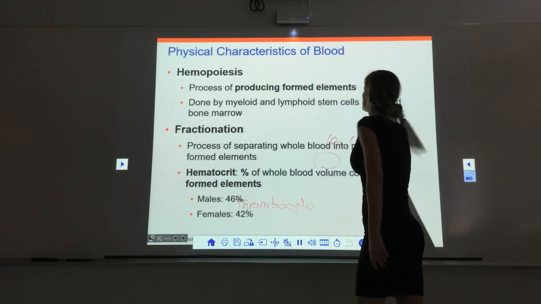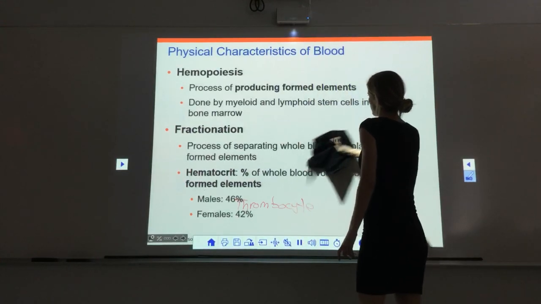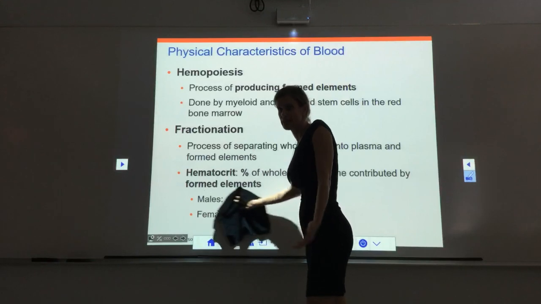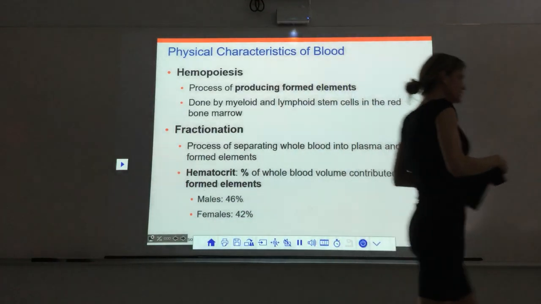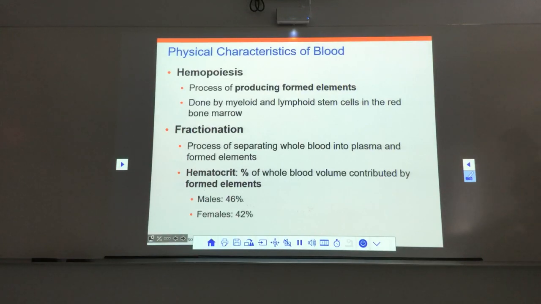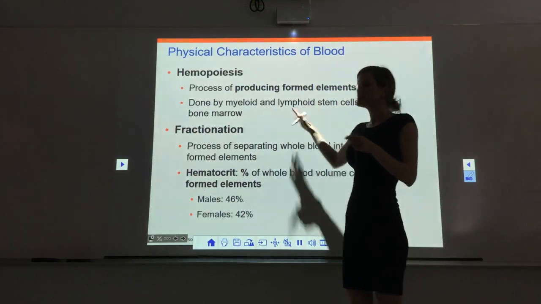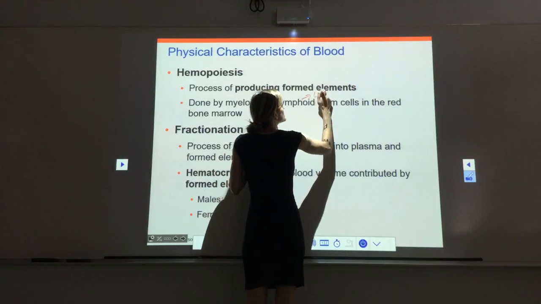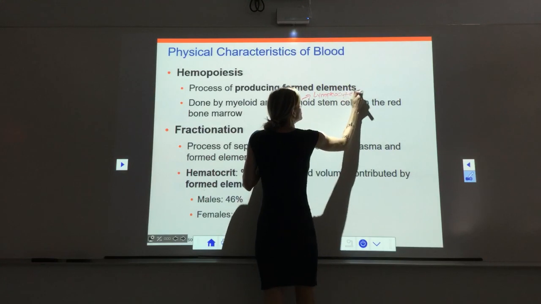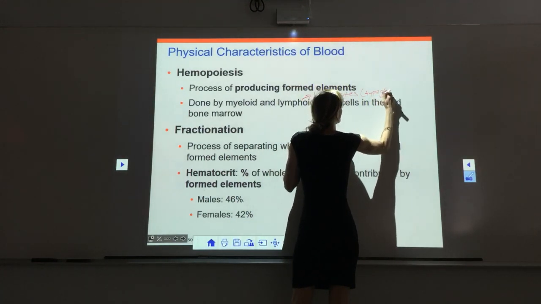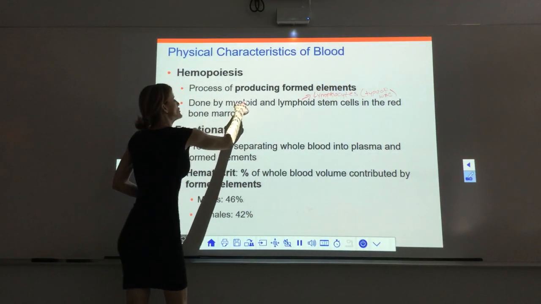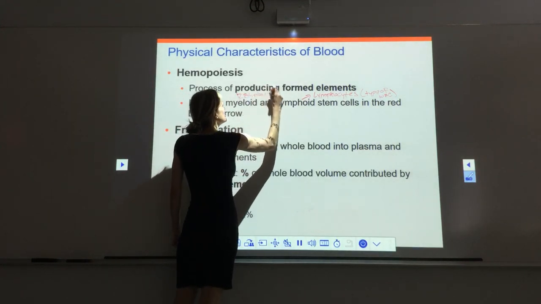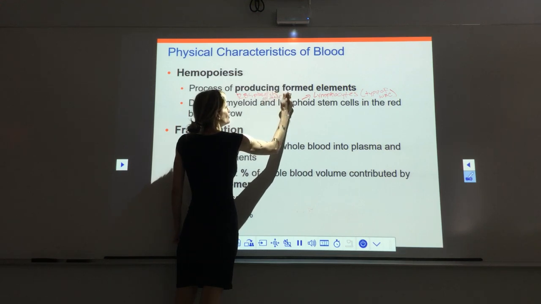Hemopoiesis is a term that refers to the production of the formed elements. So hemopoiesis is producing the formed elements: red blood cells, white blood cells, and platelets. It begins with stem cells that are present in the red bone marrow. We utilize two different types of stem cells, myeloid stem cells and lymphoid stem cells. Lymphoid stem cells are going to give us lymphocytes, which are a type of white blood cell. Myeloid stem cells are going to give us everything else: red blood cells, platelets, and all other white blood cells.